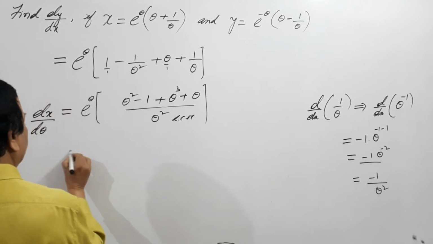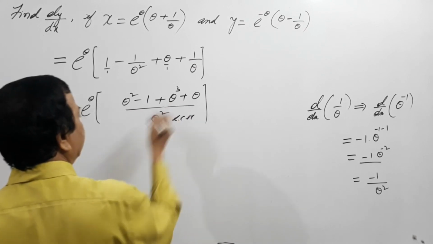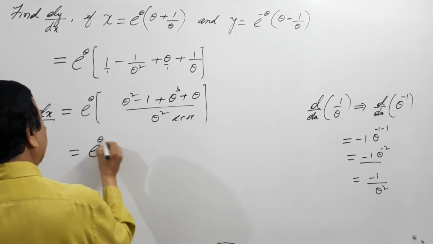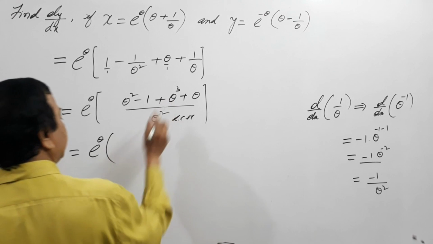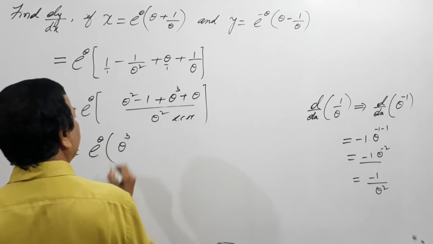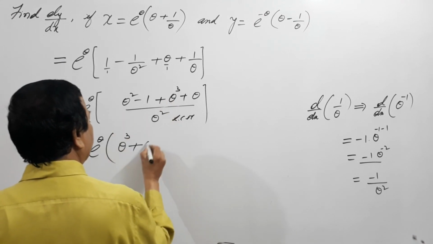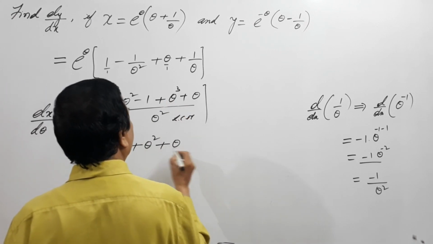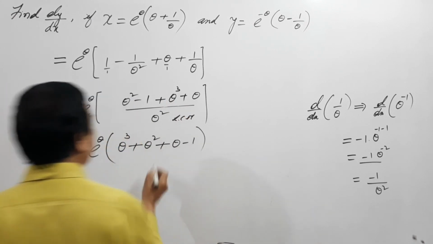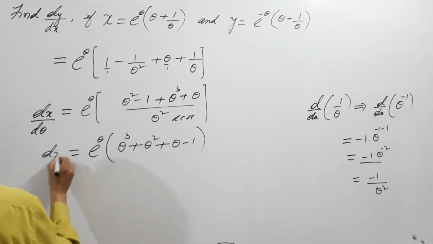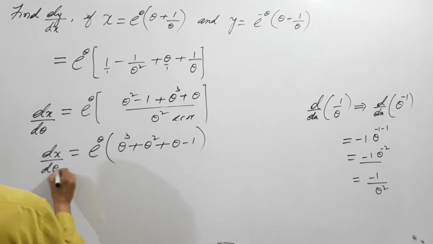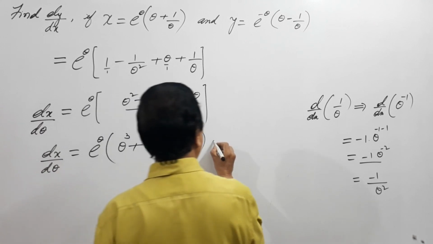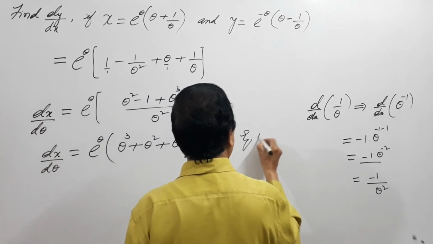So I'll arrange it in a proper order. First to begin with I'll take theta cube, then theta square, then theta, then minus 1. What is this? This is our dx by d theta. I call this equation 1.